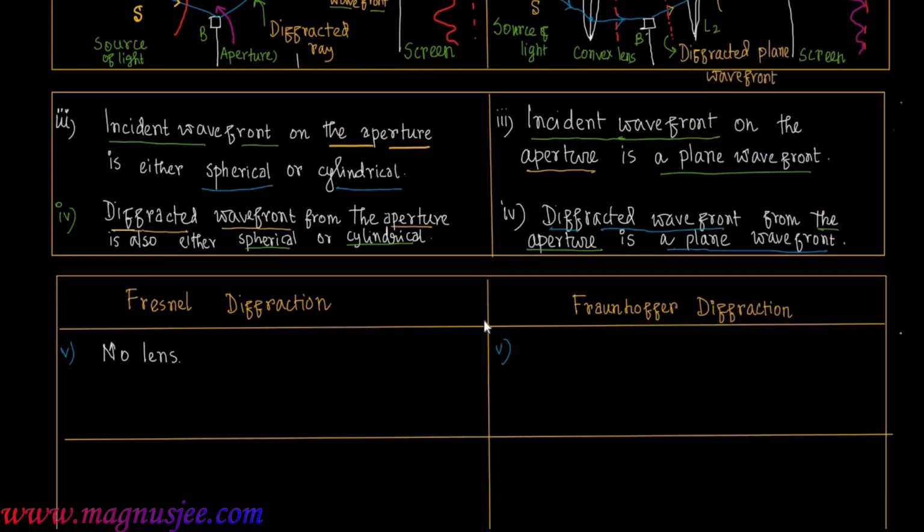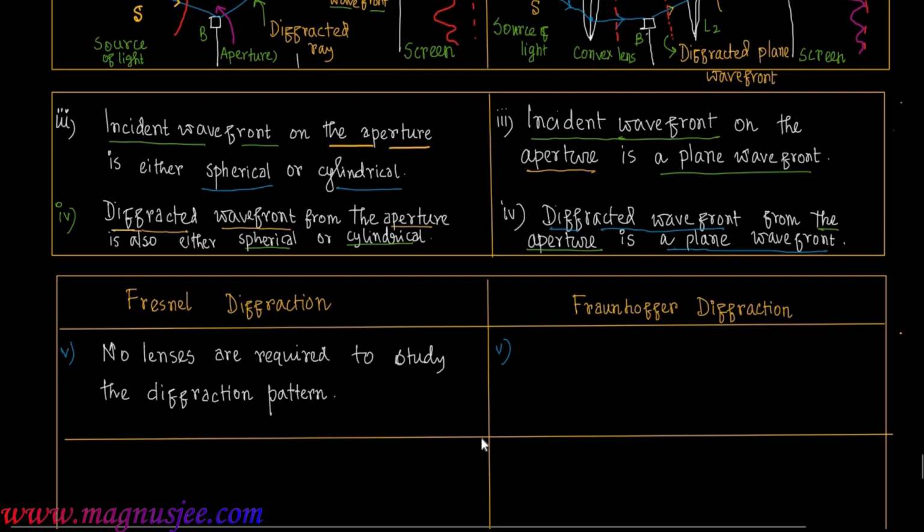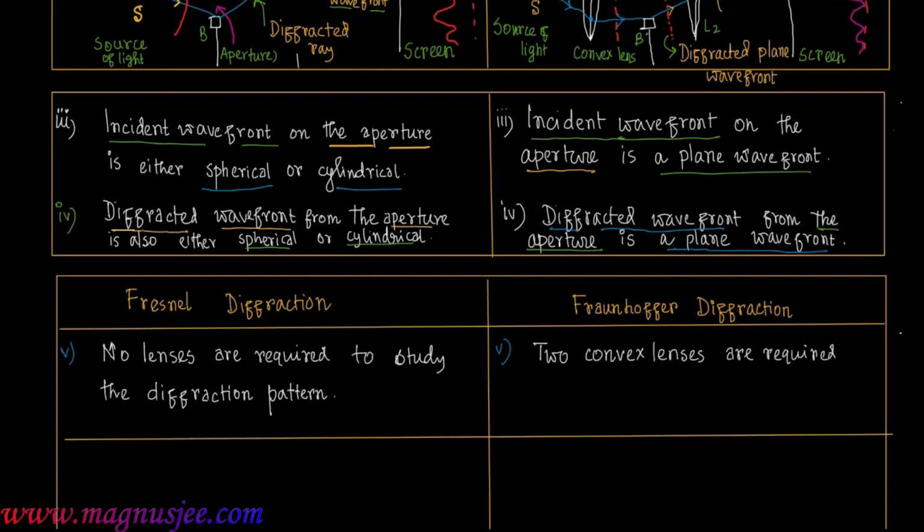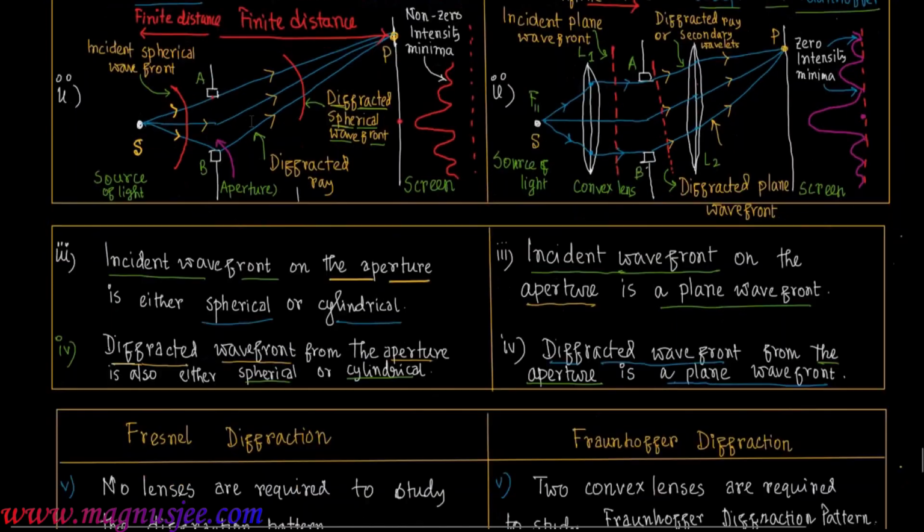Number 5, comparison between Fresnel diffraction and Fraunhofer diffraction. On the left hand side, no lenses are required to study the diffraction pattern. And on the right hand side, we can write that two convex lenses are required to study the Fraunhofer diffraction pattern.